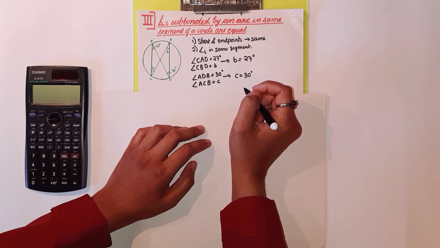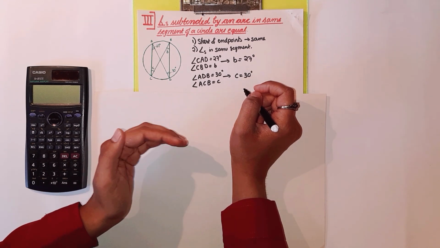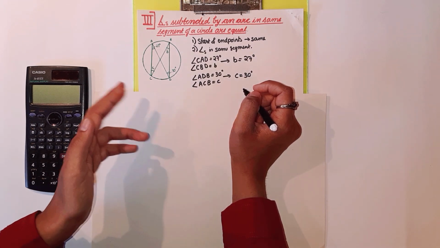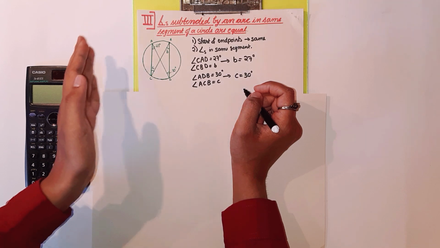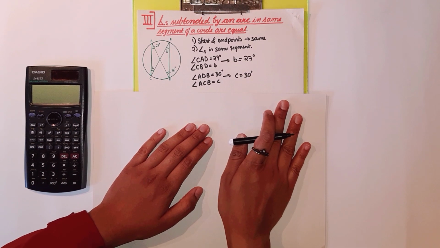Now this works even if there is no chord dividing the circle. You can just imagine a chord because you don't really need the chord for the calculation, but only to see if the angles are in the same segment or not. So that is it for the first part.